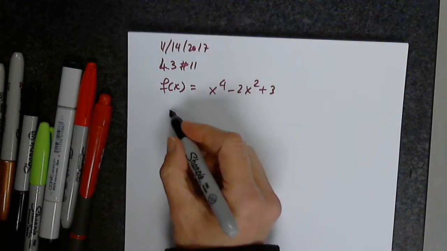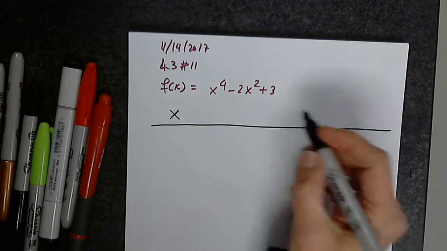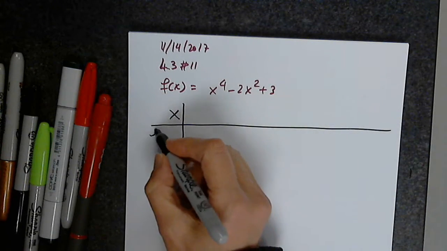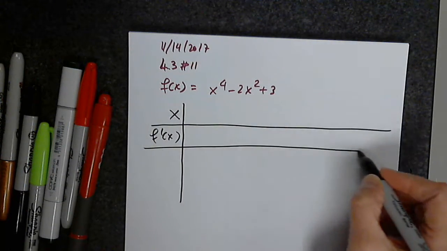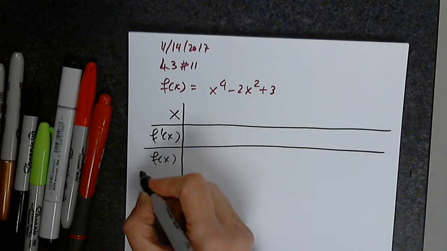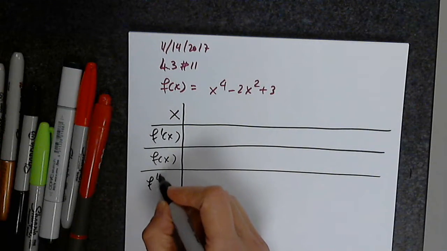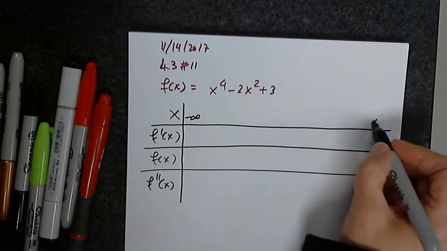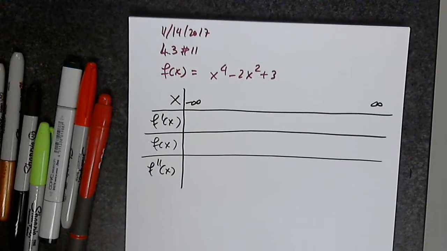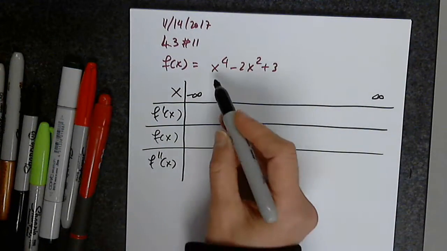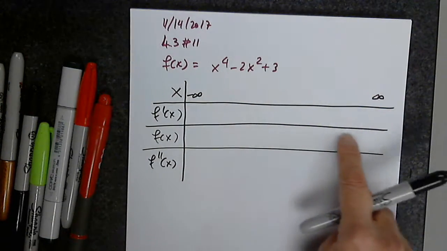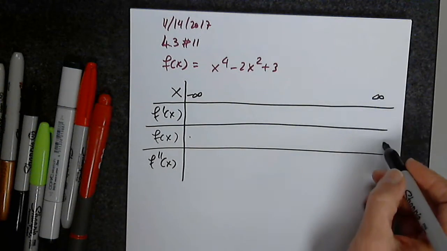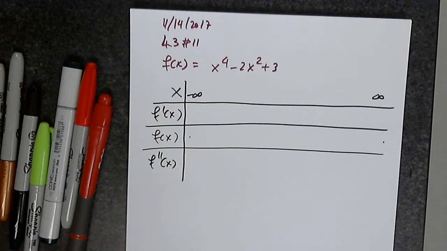Okay, so first I have to start with the domain, correct? What is the domain of this function? Yes. How do I know it's all real numbers? Very good, excellent. So negative infinity to infinity. Then I focus on the function first. Obviously, I need the limits, and I need the x and y intercepts.